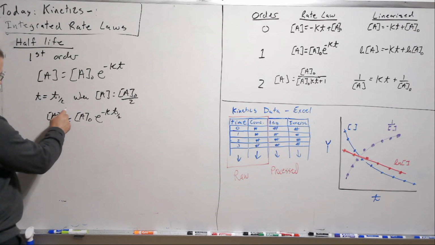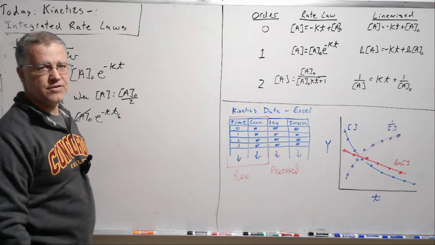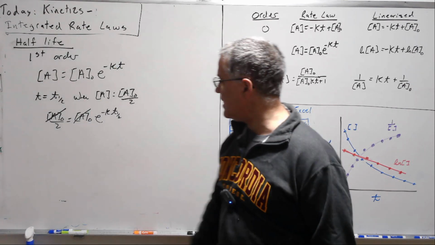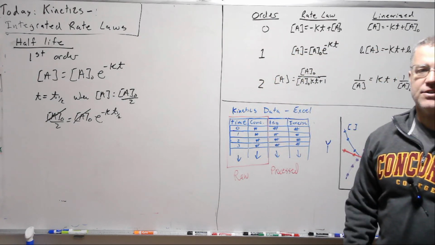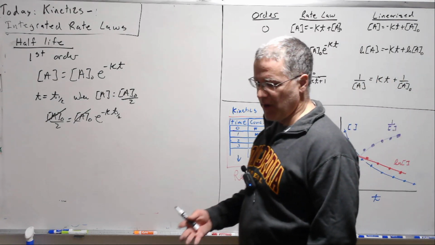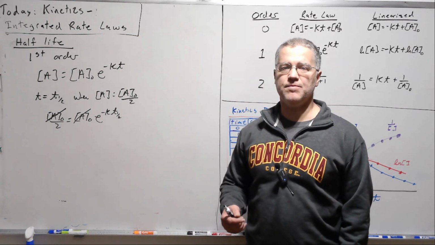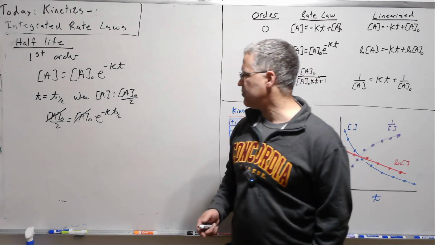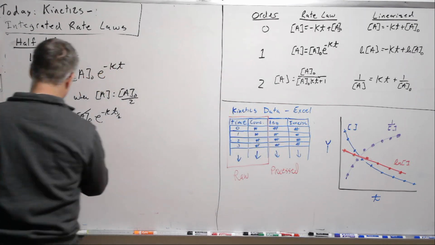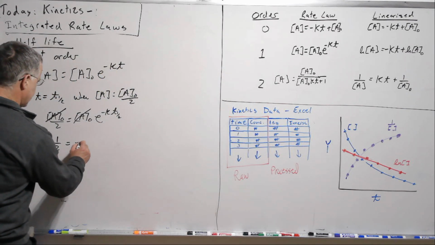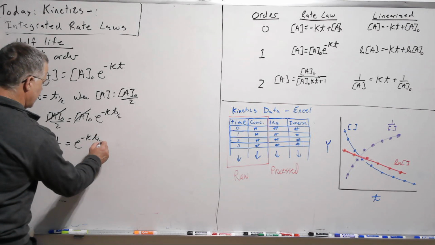And here's what's really interesting, and this is only going to happen for the first order reaction. The initial amount cancels. So a very special property of a first order reaction is that the half-life is independent of your starting amount, which is pretty interesting. So then we get 1/2 equals e to the minus k t 1/2.